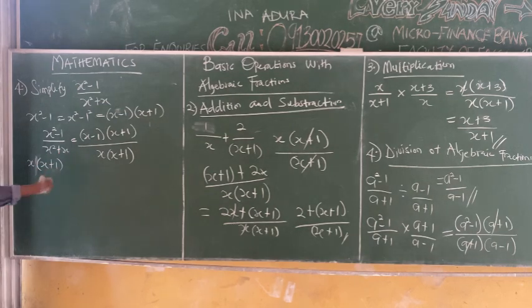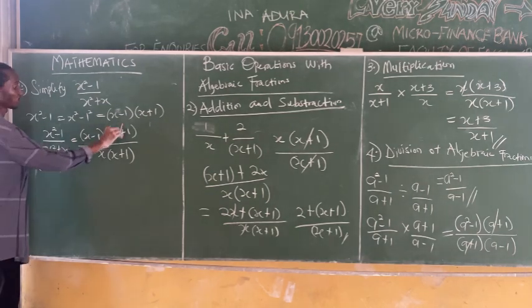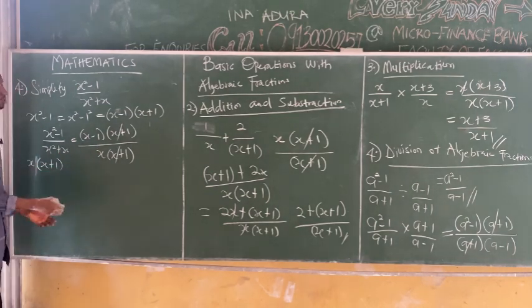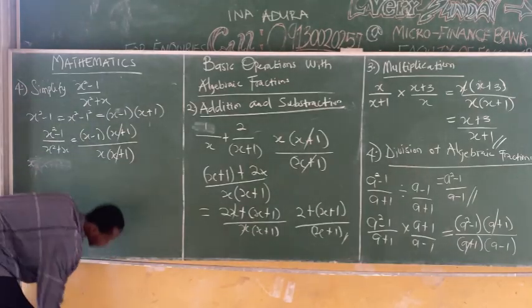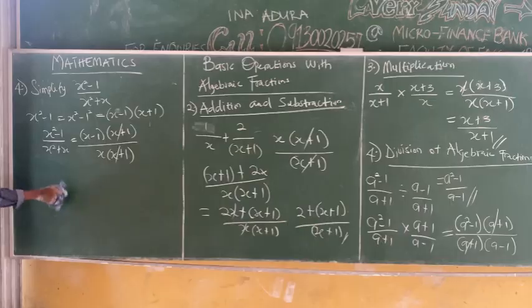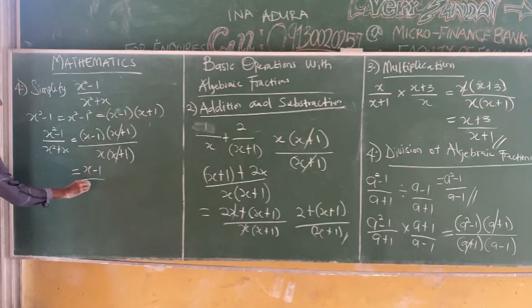Is there anything common that can cancel out? Yes. Here you have x plus 1, you have x plus 1. They cancel out. You're left with this value. You're left with x minus 1 divided by x.